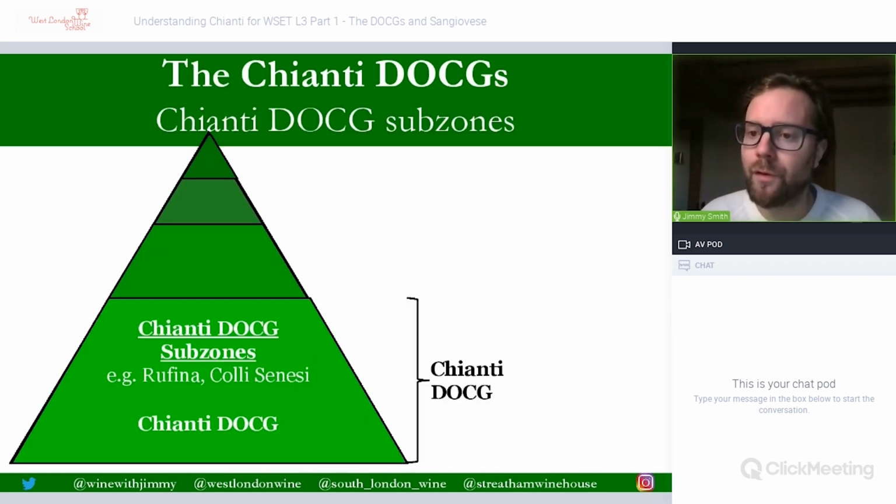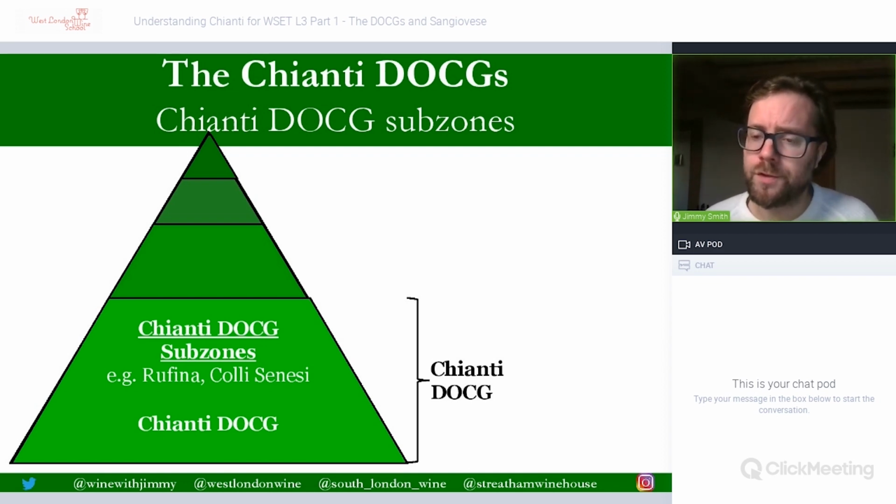Then we have the Chianti subzones, which are still within the Chianti generic DOCG. There are 7 of these subzones, of which only 2 are mentioned in your text for the level 3. Those 2 are Rufina and then the hills of Senesi, Colli Senesi. Okay, Rufina and Colli Senesi. They are the 2 that they wish you to know. So these are higher quality.